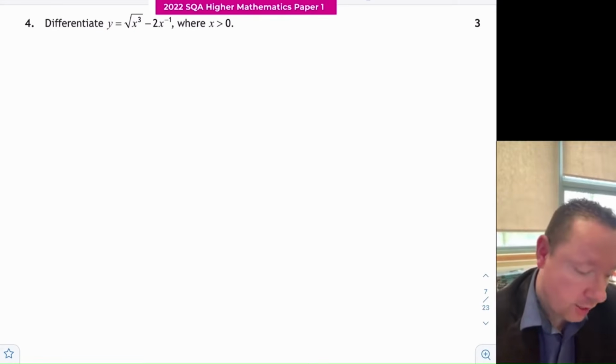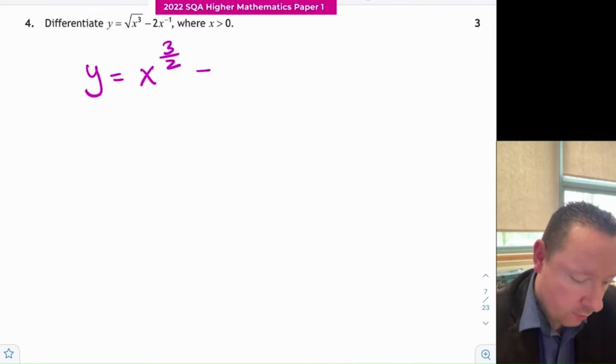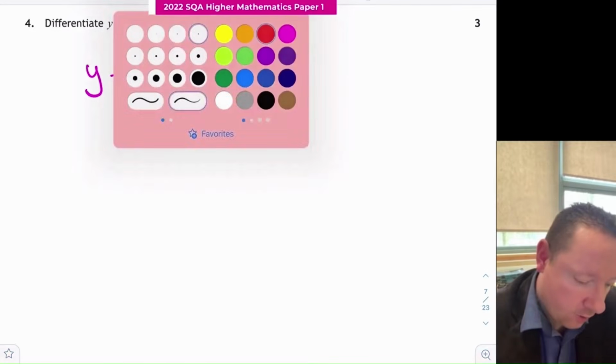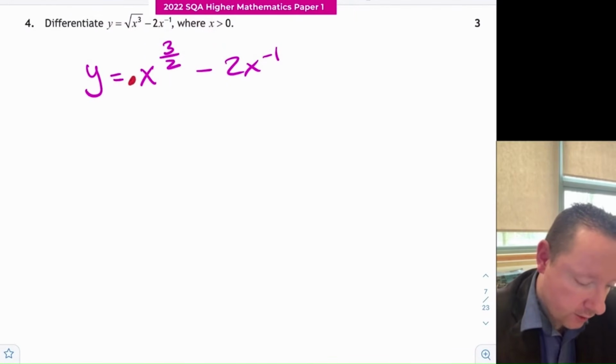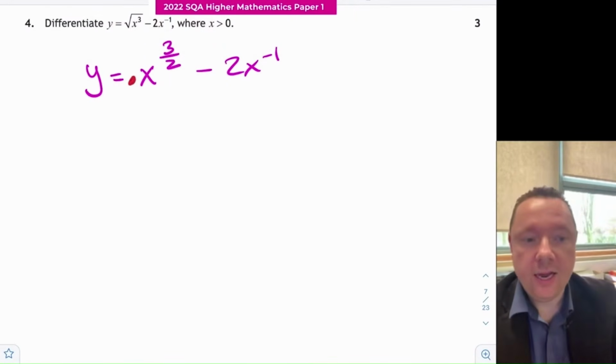So our first step, or our first mark, is to rewrite the square root of x cubed as x to the 3 halves. And we've still got minus 2x to the minus 1. If we've written that, we get a mark there for this x to the power 3 halves.